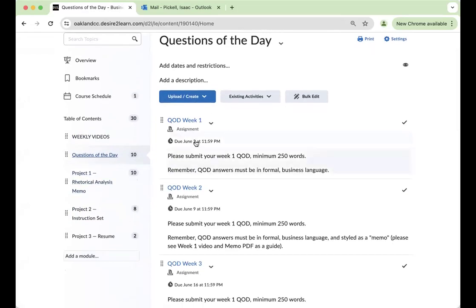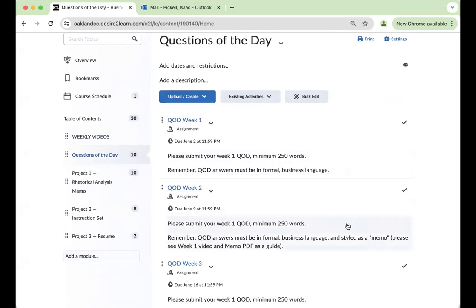Next is the question of the day itself. You'll see it's due June 2nd. These are going to be due each Sunday at midnight. And for each one, you're going to submit your minimum 250 words, your answer to the question. They must be in formal business language. You know it when you see it. These are not informal documents. You should be answering in full paragraphs with full sentences as best you can to communicate in a professional manner to answer these questions. I will be grading these based on completion, but it is for your own practice to get used to using business language.